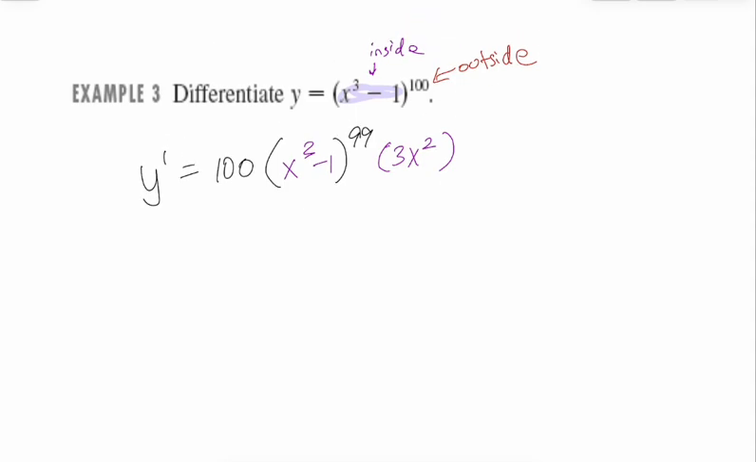The chain rule becomes super essential for these functions that either are complicated, high-powered functions like this, or maybe a sine that contains a polynomial or something like that. Okay.